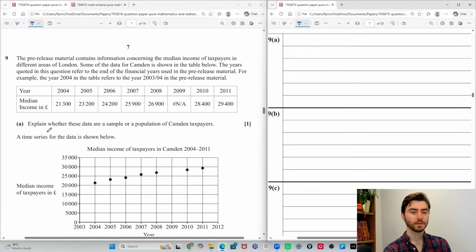Some of the data for Camden is shown. Years quoted refer to the end of the financial year. Cool. Explain whether these data are a sample or population. God damn it. I hate stats, guys. I really do. This is not fun. All right. Well, it says some of the data for Camden.